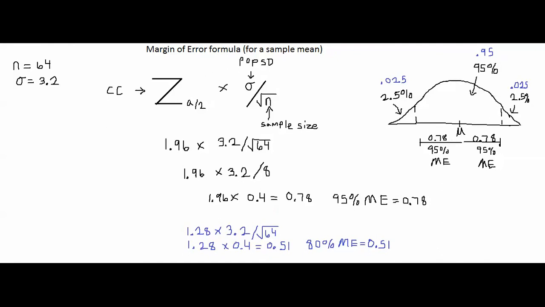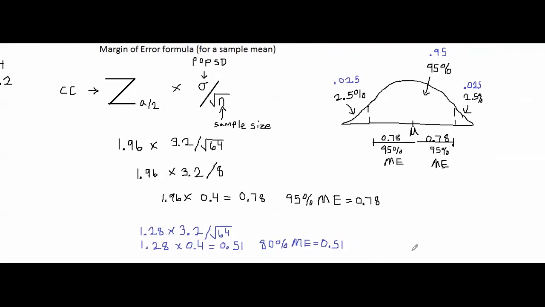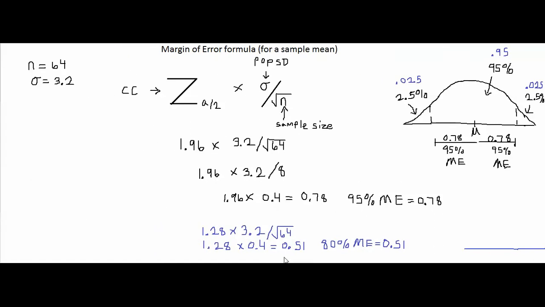I need to draw a different curve. You might have noticed how I drew this shape as a normal curve right here. The reason why we know that the sampling distribution is normal is because I'm using a sample size above 30. The sample size is 64. So if the sample size is 30 or larger, then the sampling distribution is always at least roughly normal, regardless of what shape the population has.